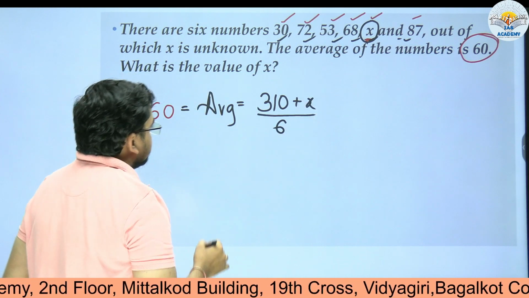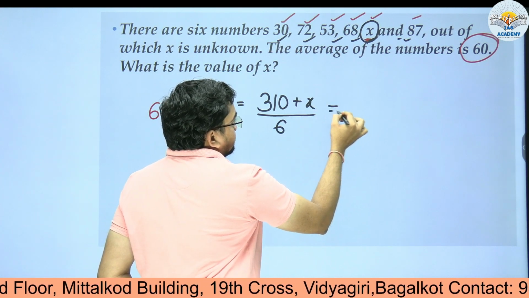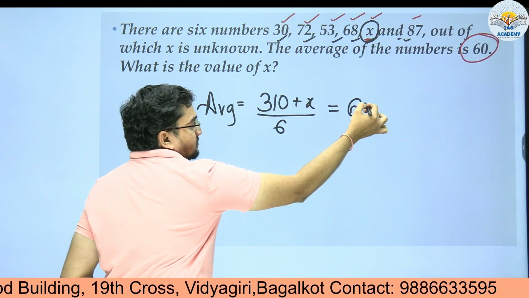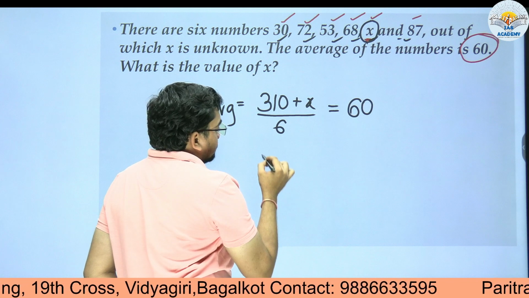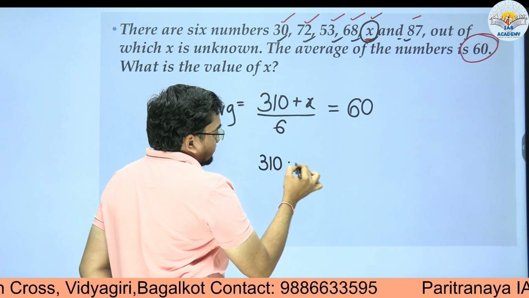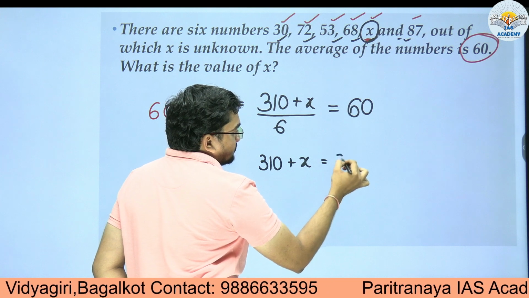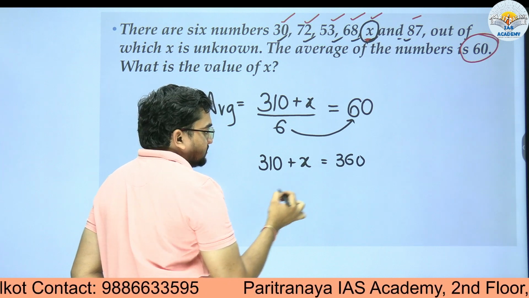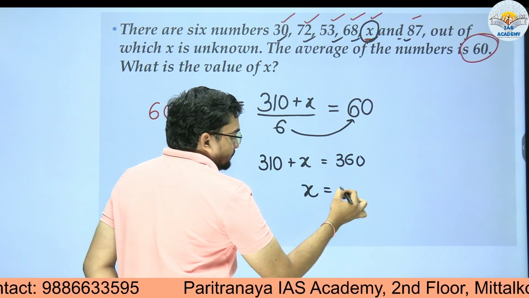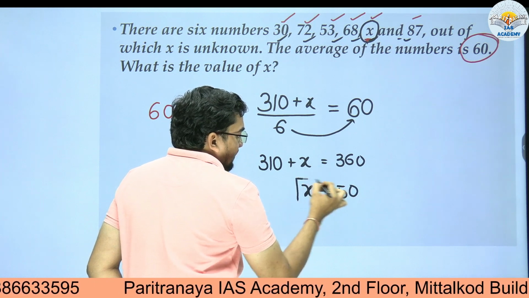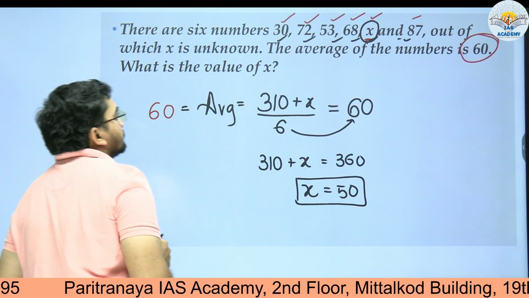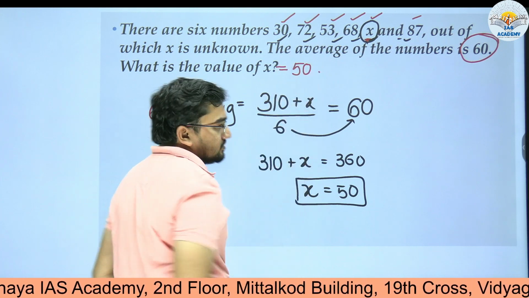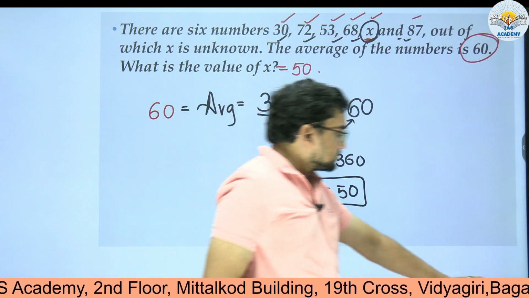And it is known that this is equal to 60. Average is equal to 60. So 310 plus x is equal to 360, since 6 into 60 is 360. x is what? 50. So the value of x that was asked in our question is equal to 50. All right, fine. Okay, so going to the next question.